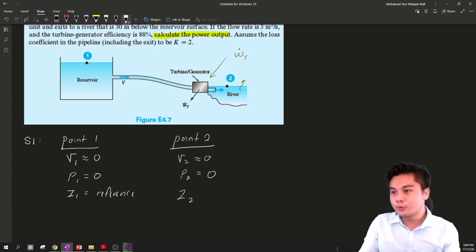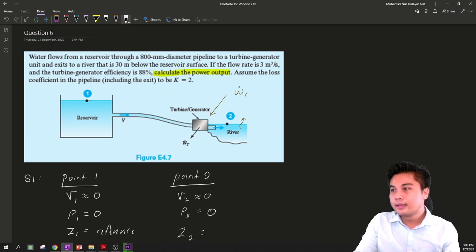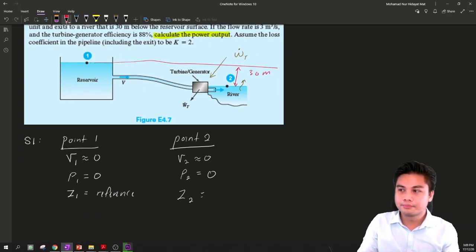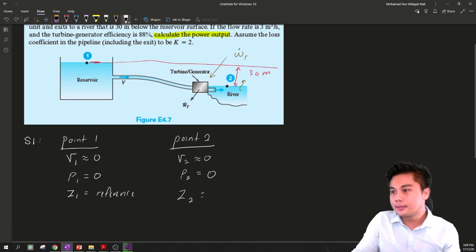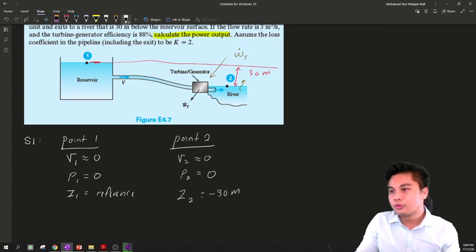And Z2 is actually given here, that is 30 meters below the reservoir surface. When it is below the reference point, it is negative, so negative 30 meters. There is no pump here.